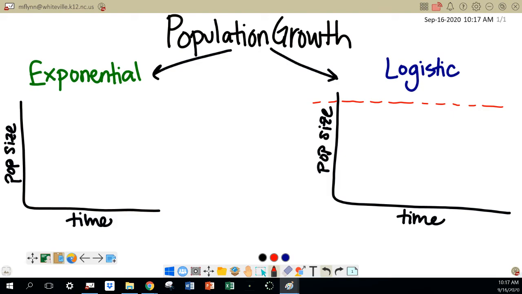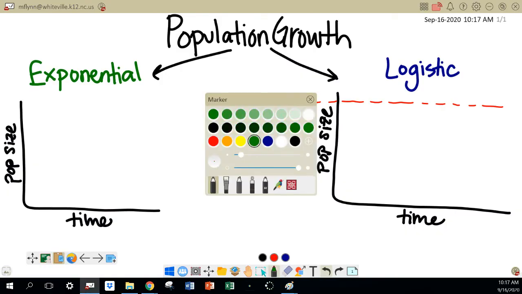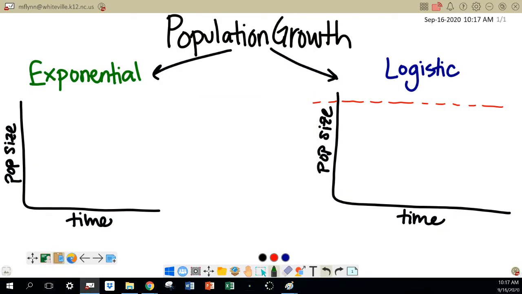Right, so population growth. We're going to talk about two different kinds of population growth, one is exponential and one is logistic. First thing I'm going to do is show you the difference between these two. Exponential growth starts out maybe a little slow, but then it gets really fast really quickly. Notice it kind of looks like a J, or J curve is what people call it.